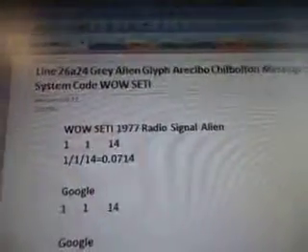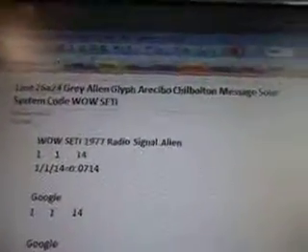26/8/24. Gray alien glyph, Arecibo, Chilbolton message, solar system code, Wow SETI. There's the alien radio signal.